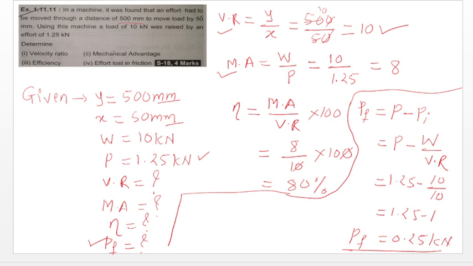In our last lecture, we have seen this numerical. Now I will take this one. Now see here, a certain machine has a velocity ratio 20. Again, start with the given data.